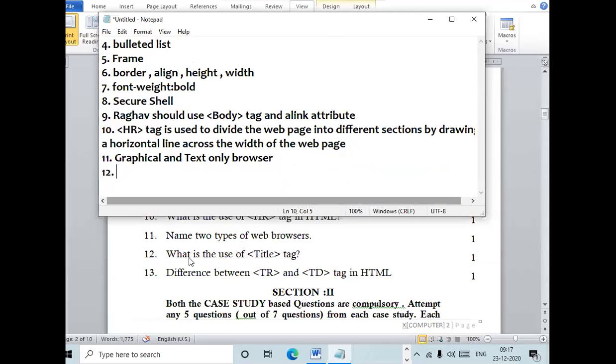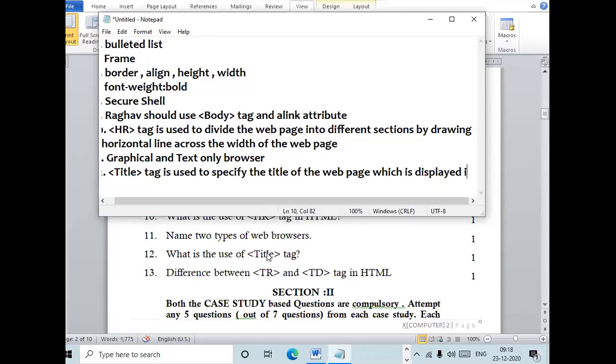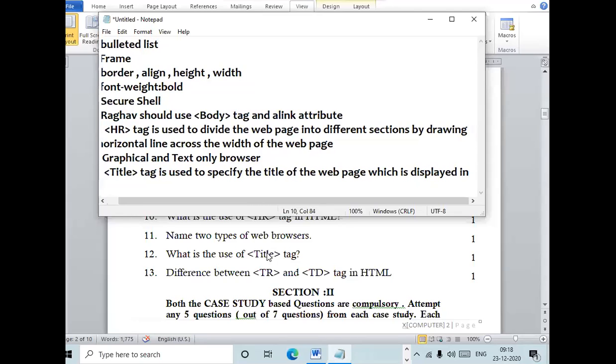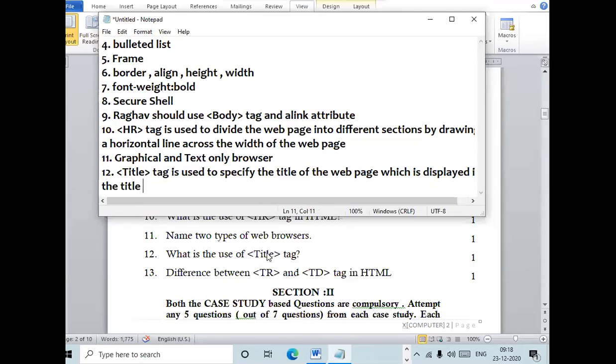12th question says, what is the use of title tag? Title tag is used to specify the title of the web page, which is displayed in the title bar of the browser window. This is the appropriate answer.